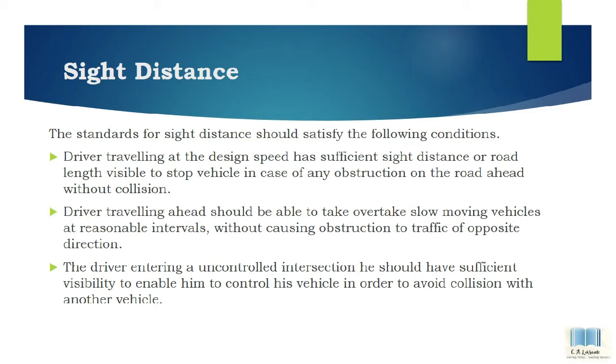And the last condition is that a driver entering a controlled intersection should have sufficient visibility to enable him to control his vehicle in order to avoid collision with another vehicle. That is, while traveling, the driver has sufficient visibility of the road in front to avoid collision with another vehicle. So these are the conditions of sight distance.